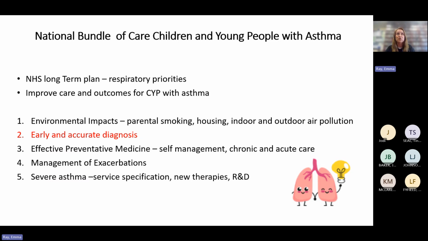Just to say, in Hampshire and the Isle of Wight, there's only been 4 deaths in the last 10 years. There's not loads of children dying from asthma, but obviously that's something we want to avoid. So we've been working on a number of different projects, thinking about environmental impacts, early and accurate diagnosis, so that's why this is important, effective preventative medicine, managing exacerbations and severe asthma, so lots of things on that.